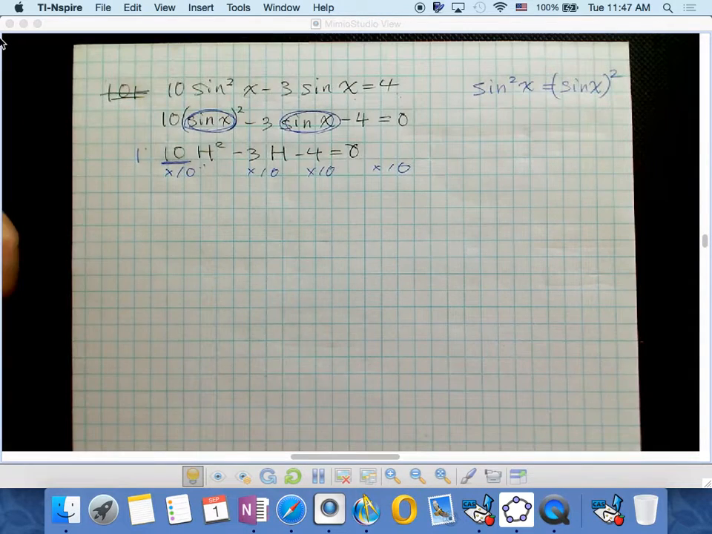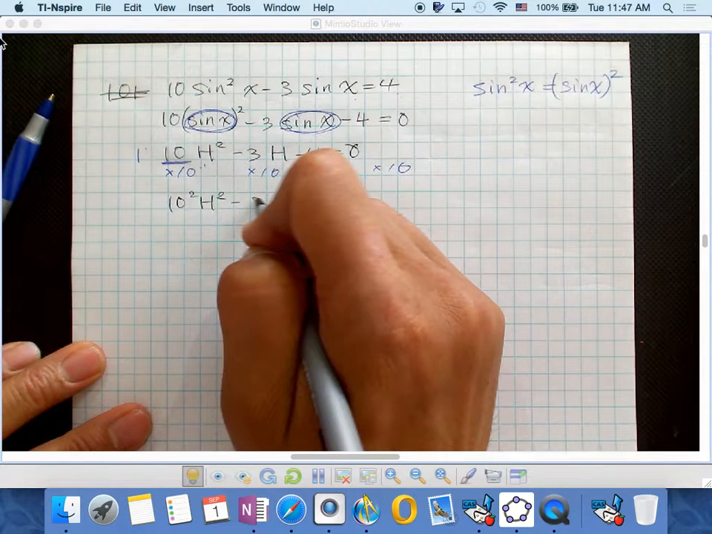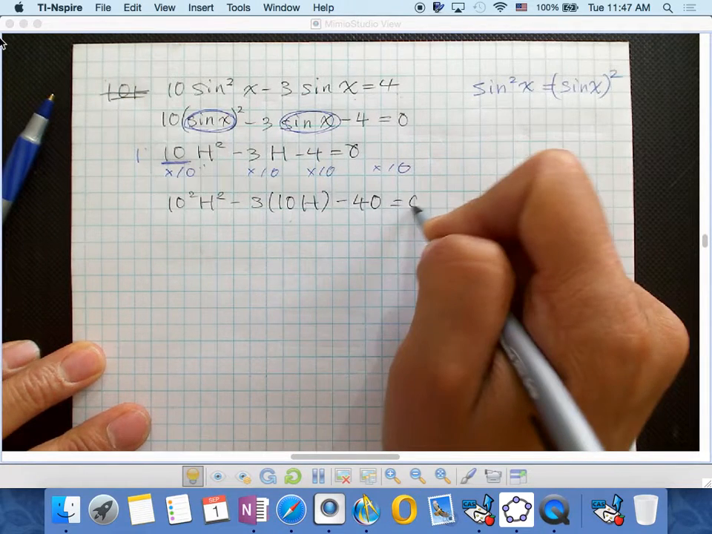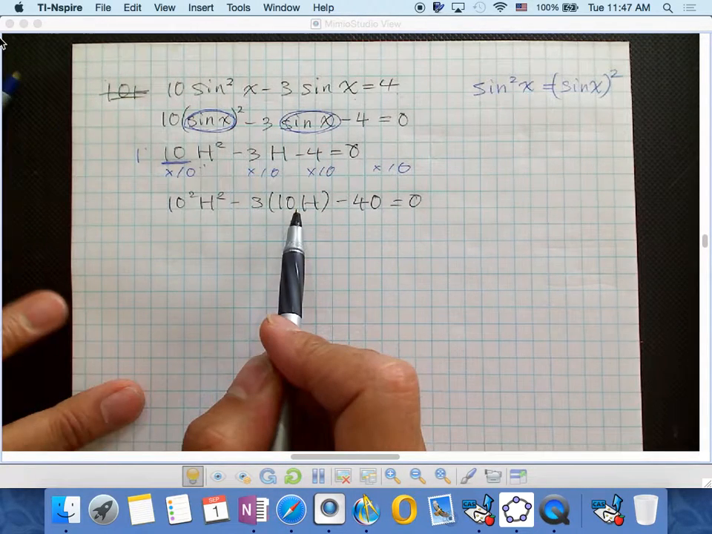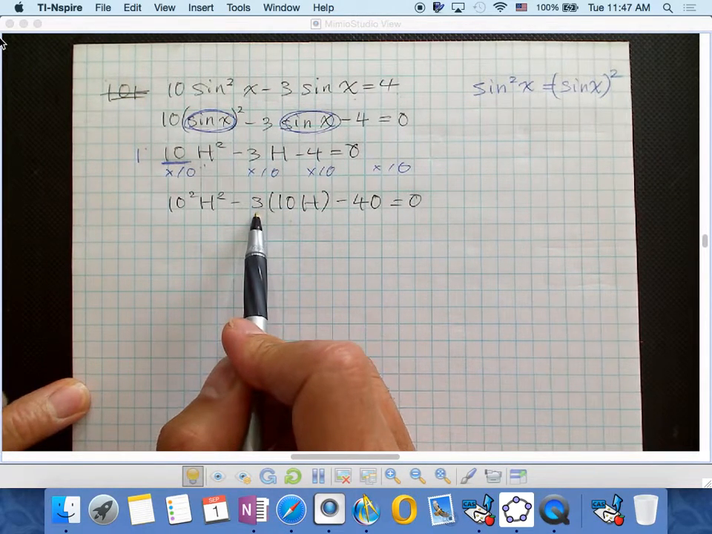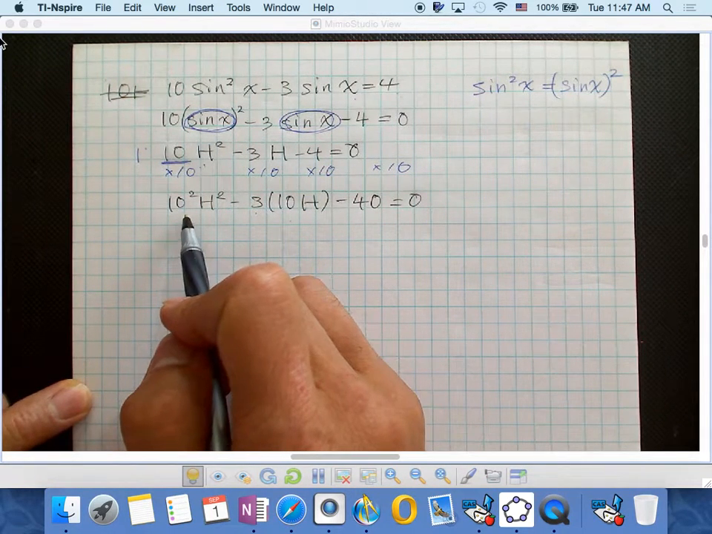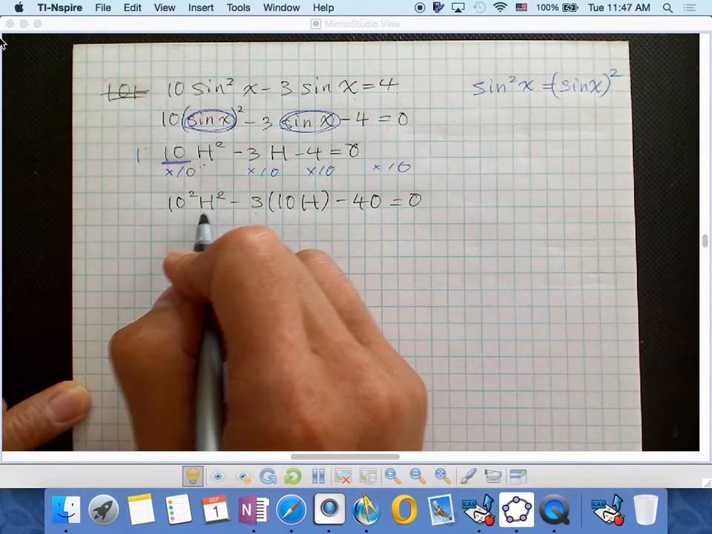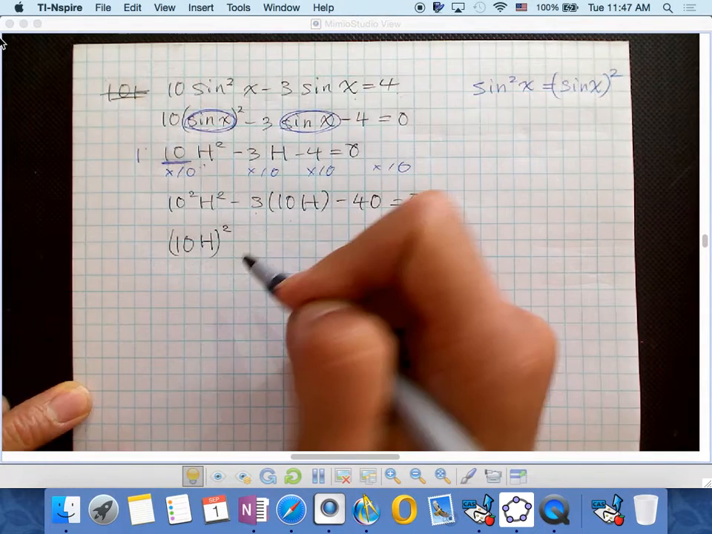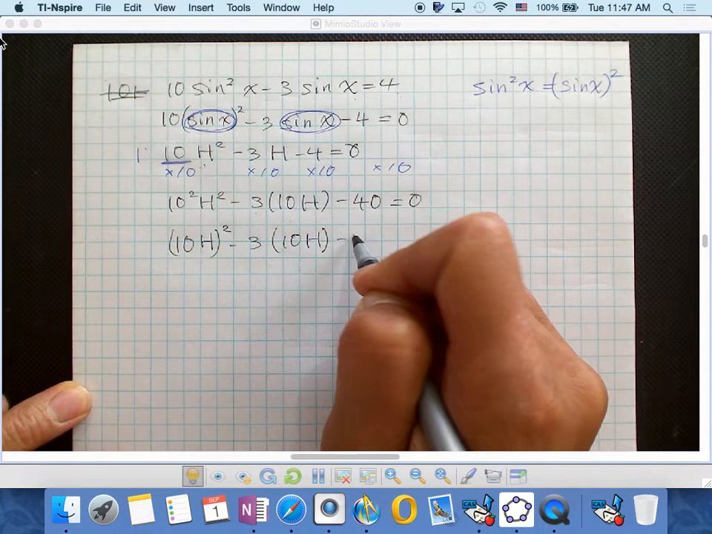So I get 10 squared times h squared minus 3 times 10h minus 40 equals 0. You'll see I didn't really do it out. I'm delaying the computation. Instead of putting 30h, I'm just putting 3 times 10h, and you'll see why. By the rule of exponents, 10 squared h squared is equal to (10h) squared, minus 3 times 10h minus 40 equals 0.